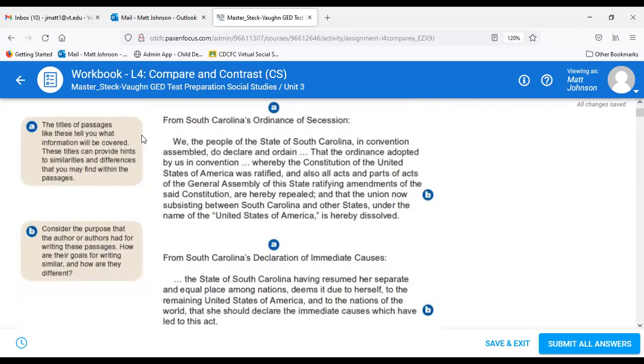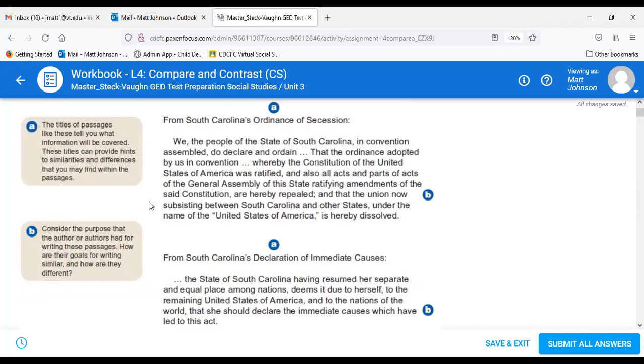From South Carolina's Ordinance of Secession. We, the people of the state of South Carolina, in convention assembled, do declare and ordain that the ordinance adopted by us in convention, whereby the Constitution of the United States of America was ratified, and also all acts and parts of acts of the General Assembly of this state ratifying amendments of the said Constitution, are hereby repealed. That's the operative part there, really. And the union now subsisting between South Carolina and other states under the name of the United States of America is hereby dissolved. So this is their declaration where they are seceding from the United States. They are no longer going to be a part of the United States. This is the official document detailing that.